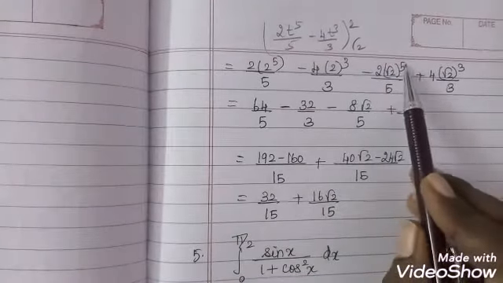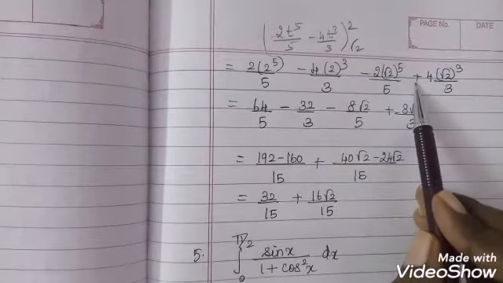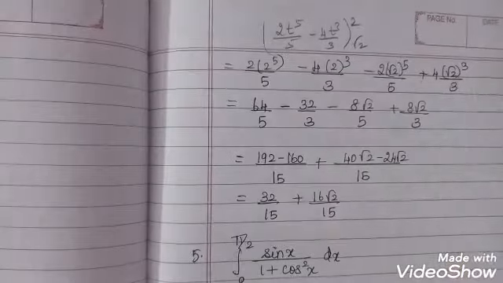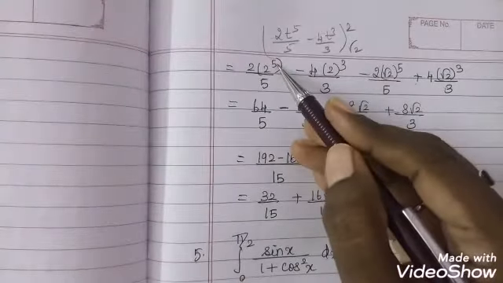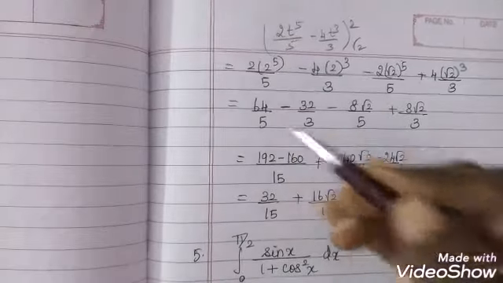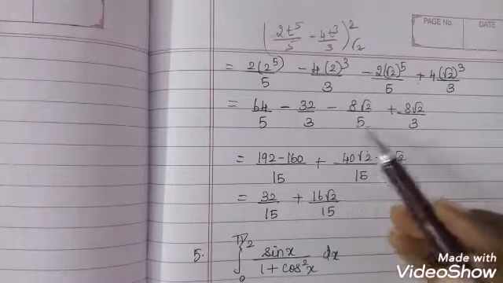2 into root 2 the whole power 5 divided by 5, minus of minus, it will be nothing but plus 4 into root 2 the whole cube divided by 3. What is 2 power 5? It's nothing but 32, into 2 is 64 by 5. Here it is 8 into 4, it's nothing but 32 by 3.